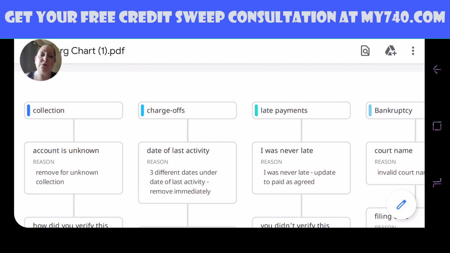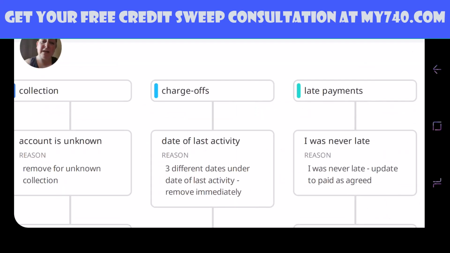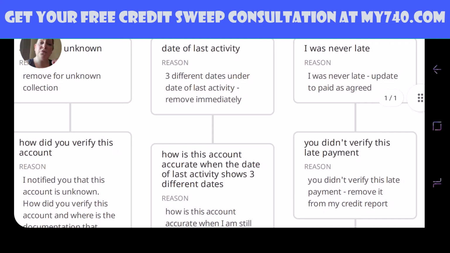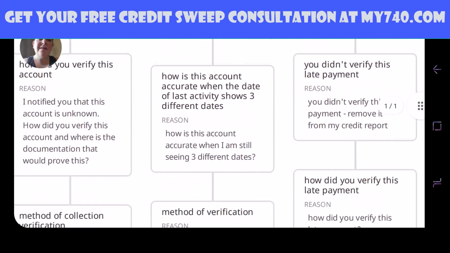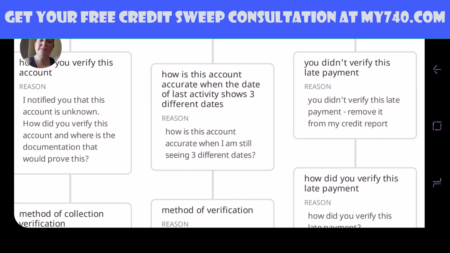Now let's move over to charge-offs, and I'm going to date of last activity. You need to remove this account because there's 3 different dates under the date last active. Remove immediately. Your next round is, how is this account accurate when the date of last activity shows 3 different dates? And I believe that was supposed to be date of last payment, okay? Because we start with, normally at the top of the pyramid, we're going to start with the date last active and then go to date last paid.